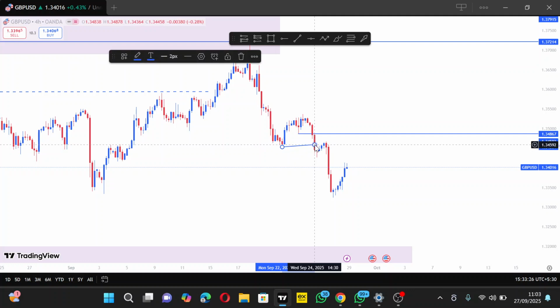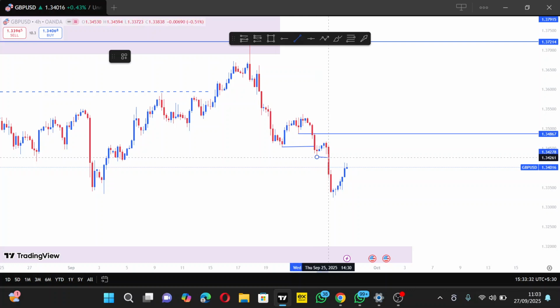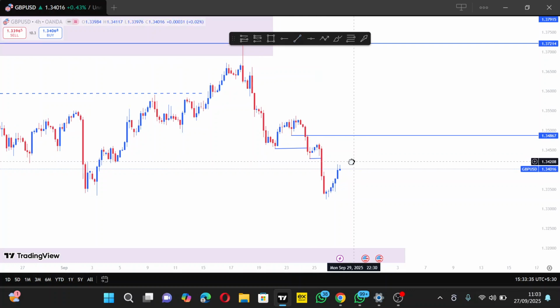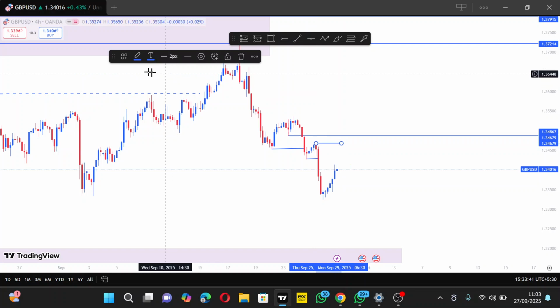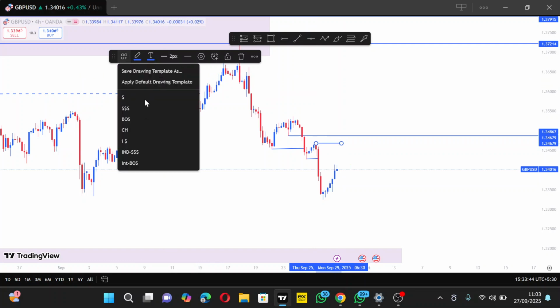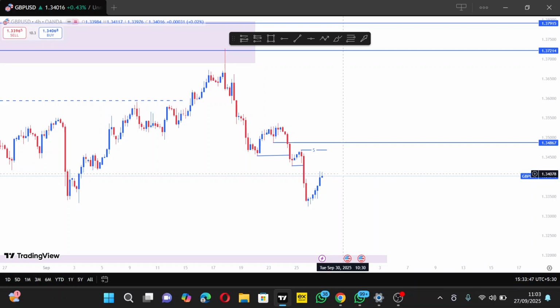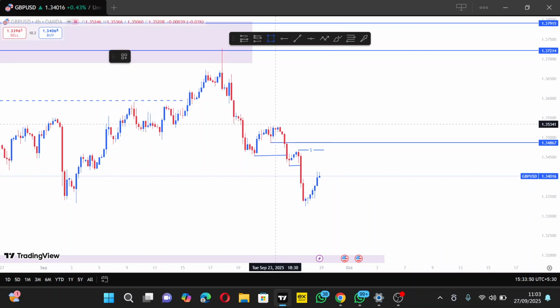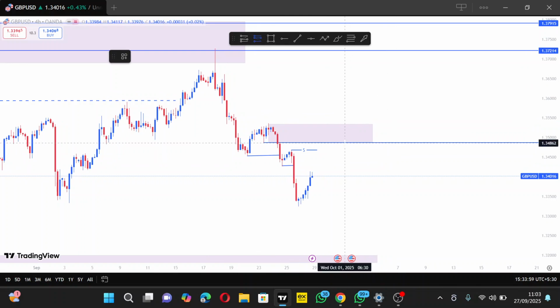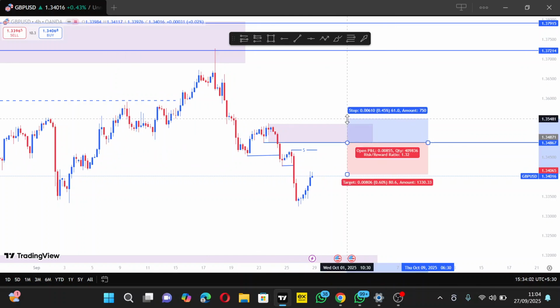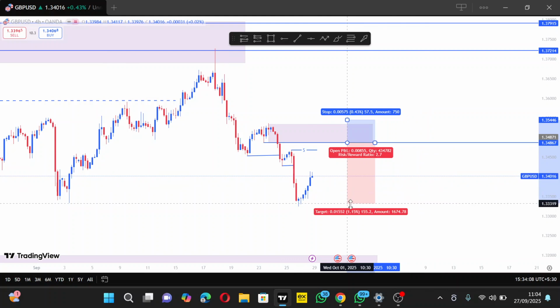So there was a break of structure from here. There was a break from here, a little break from here. Now on top here is liquidity. We're going to watch how price is going to react. On top here is liquidity. So I'm expecting price to tap into this area before we sell. Then we're going to wait for confirmation before we sell. So this is my POI for GBP for now.